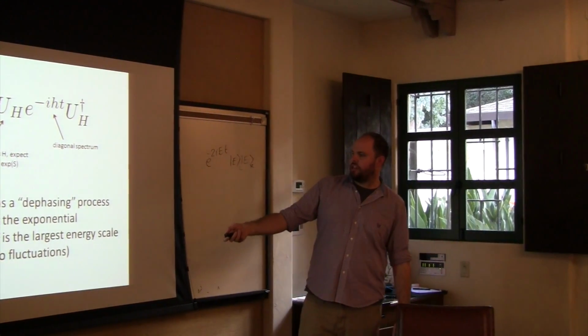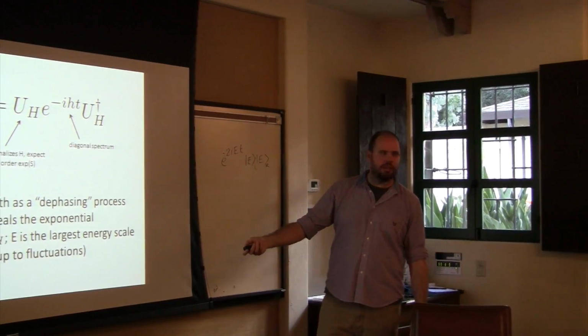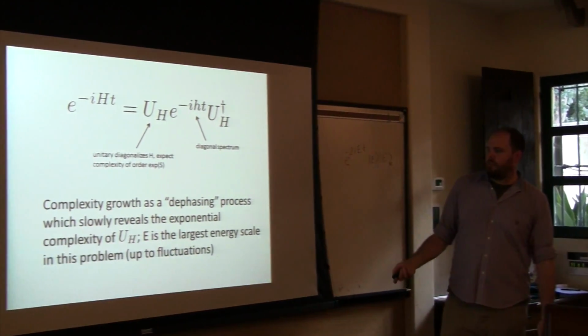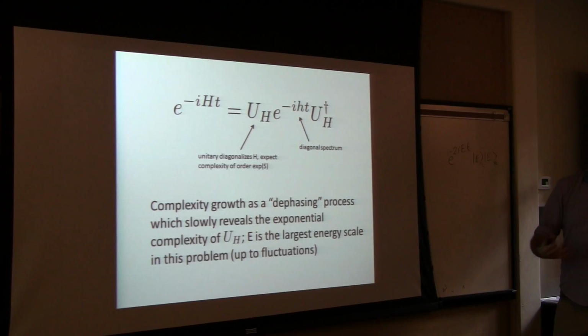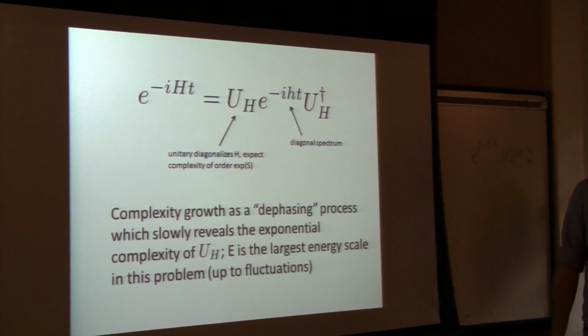And so here, the largest rate is E, total energy. And so maybe this is really what governs the rate at which complexity can appear in your system.